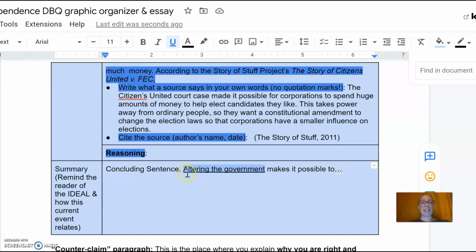So I would finish the sentence with altering the government makes it possible to change the rules around elections through constitutional amendments and passing important laws. And that would be the end of my second body paragraph.